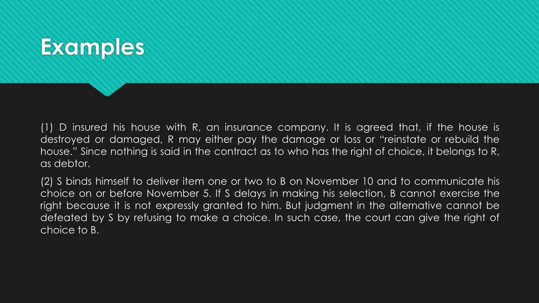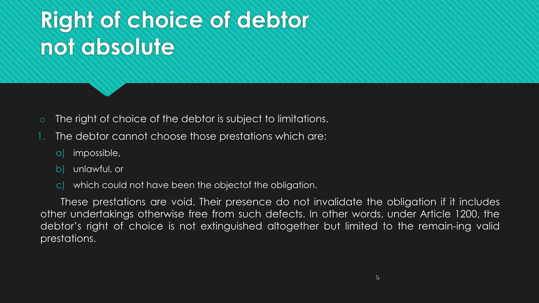alternative cannot be defeated by S by refusing to make a choice. So, di rin pwedeng i-delay na lang ni S kasi hindi siya mamimili. Dahil alam niyang hindi pwedeng mamili si B. The court here can intervene and give the right to choice to B. Okay? That was an exception.